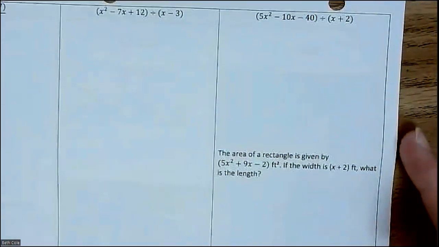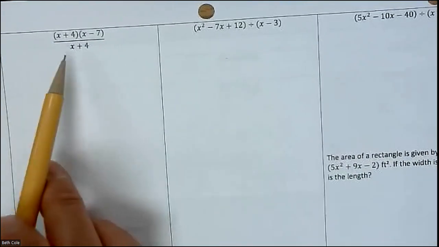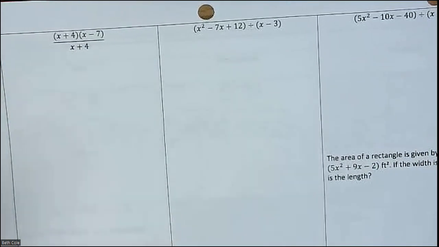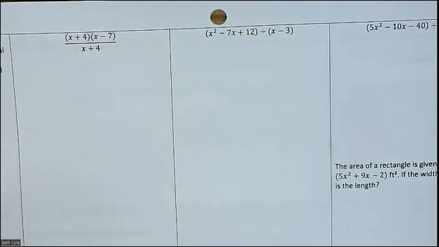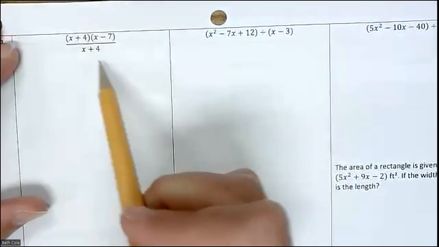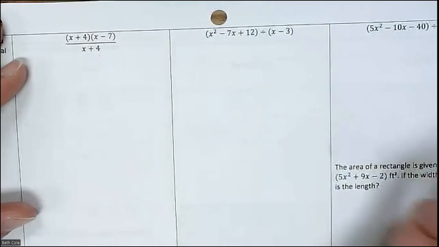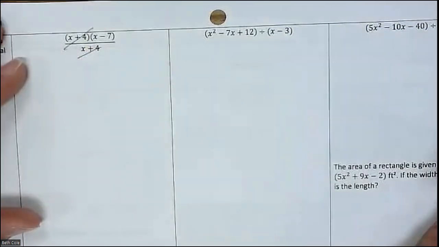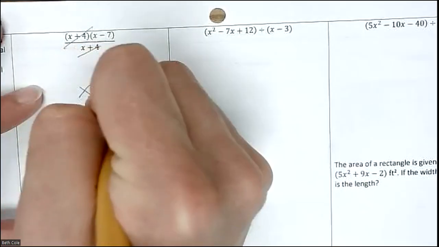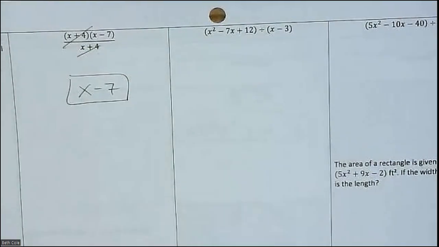Awesome. All right. These are the dividing ones. And yes, there is one this easy on the test. This is what I call a thank you for attending question. No one gets this one wrong. Are you ready? It's already factored. What's going to cancel? X plus 4. So the answer is X minus 7.